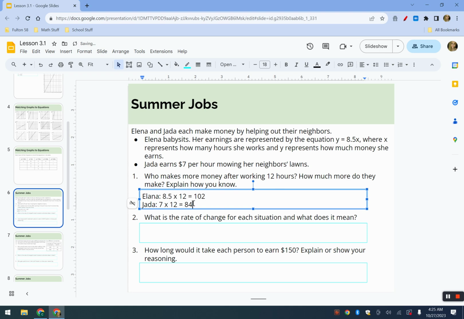So obviously Elena definitely makes more money in 12 hours. She made 102 versus 84. And so we just now need to say how much more she makes. And to figure that out, we're going to do 102 minus 84. And that's going to be 18. So our answer is not Claire, sorry, that's a totally different problem. Elena, and she makes $18 more.